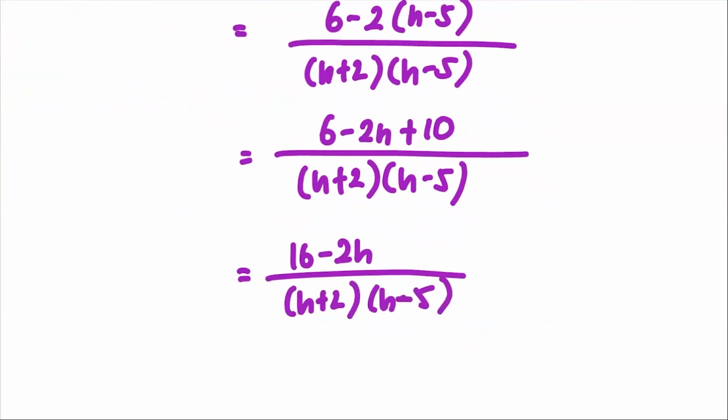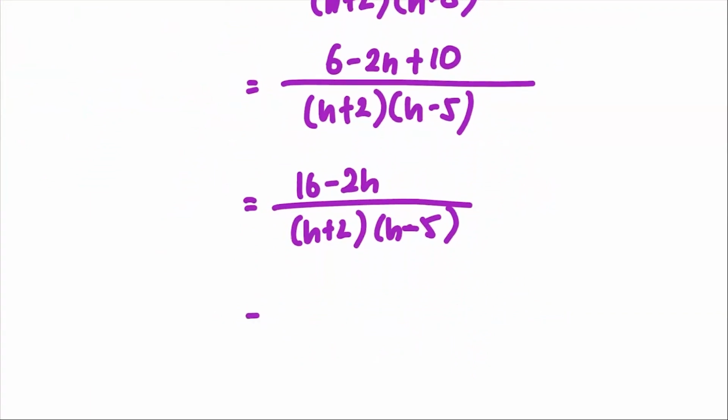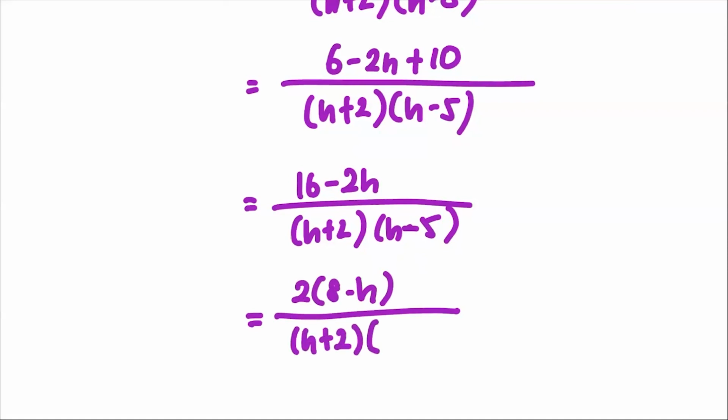Now, arguably, there's an even better answer than this, which is to factorize out the 2 in the top. So I would say the best possible answer is 2(8 minus h) over (h plus 2)(h minus 5). And that is the final answer.